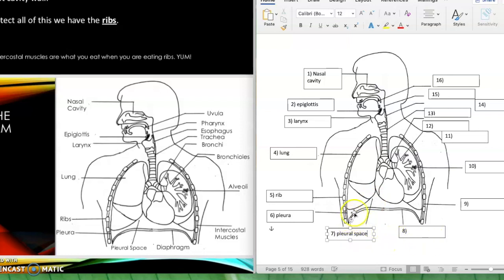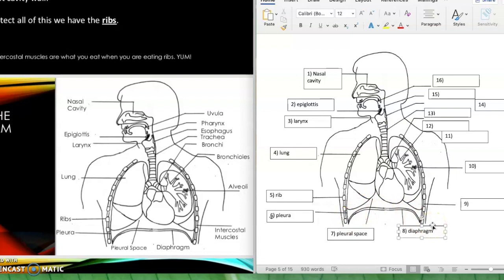Moving on, we talked about this structure here that actually allows the body to breathe, and that is the muscle called the diaphragm. And again, we're going to talk more about the diaphragm later and how it contracts. We're actually going to get to that on Friday.